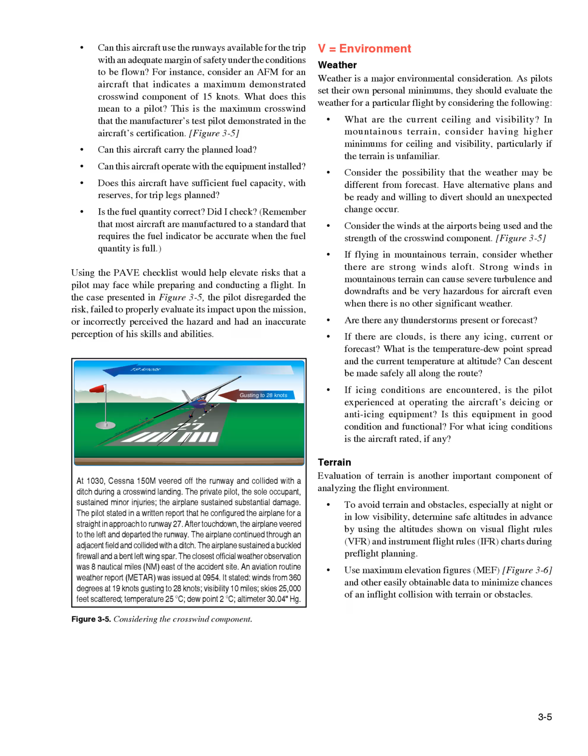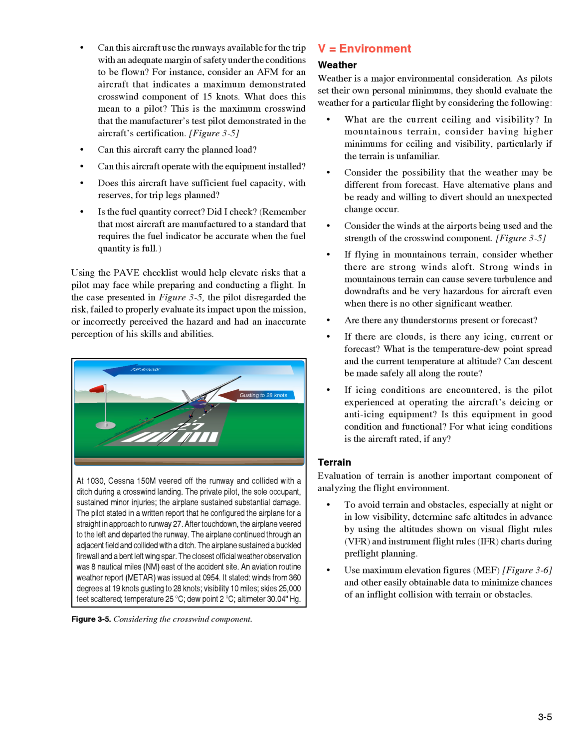Can this aircraft use the runways available for the trip with an adequate margin of safety under the conditions to be flown? For instance, consider an AFM for an aircraft that indicates a maximum demonstrated crosswind component of 15 knots. What does this mean to a pilot? This is the maximum crosswind that the manufacturer's test pilot demonstrated in the aircraft certification.